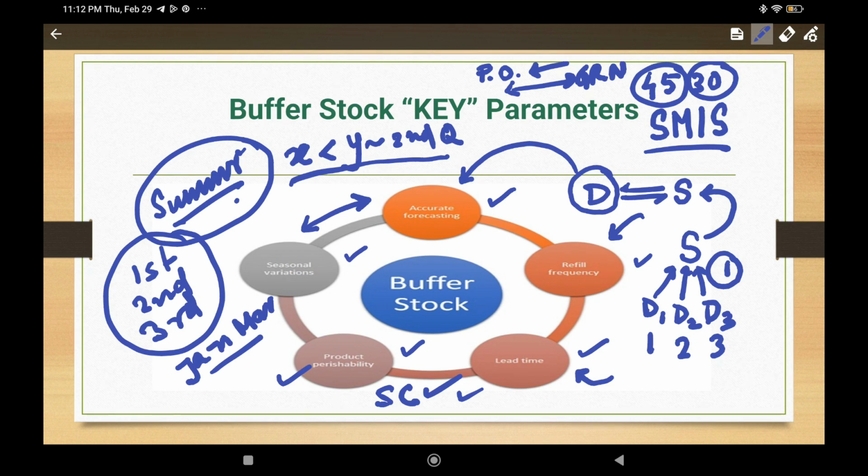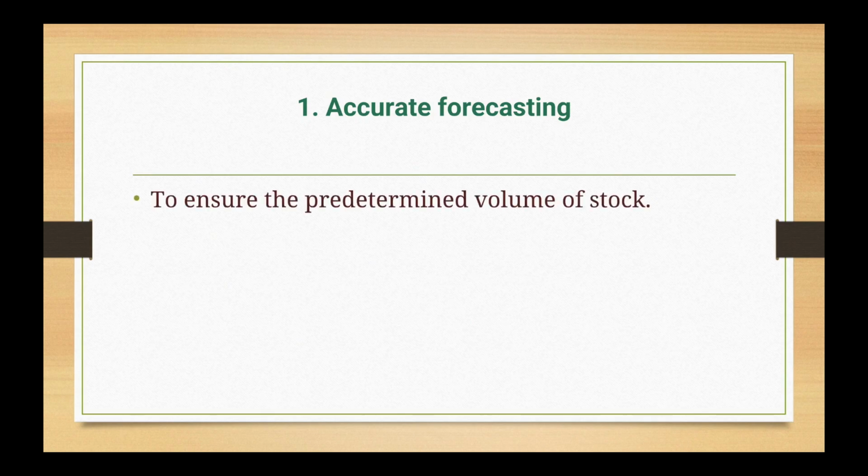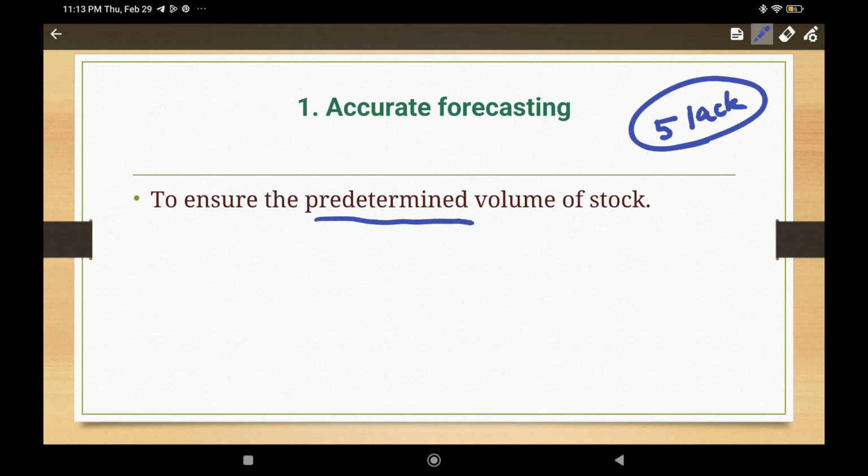Now, in the next slide, accurate forecasting. I have already briefly discussed these matters; I'm just reading the points one by one and explaining them. To ensure the predetermined volume of stock: predetermined volume of stock means we have to determine that paracetamol should be given 5 lakhs in one quarter to the whole hospital. That is the forecasting of paracetamol.